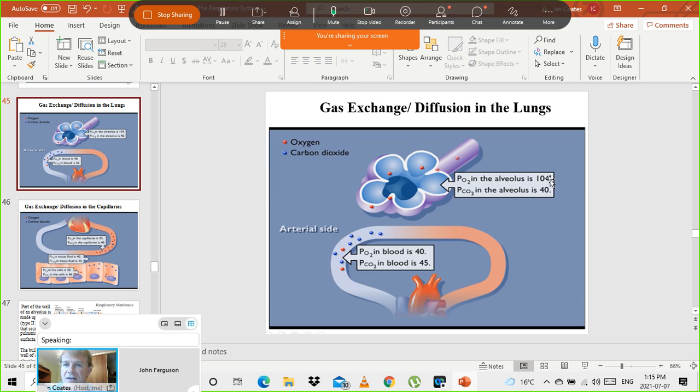The pressure of oxygen in the air in the alveoli is 104. So this oxygen here is going to jump easy peasy, because it's 104 here, 40 in the blood. The CO2 in the blood is 45. The pressure of the CO2 in the alveoli is 40. This is higher than here, so the CO2 jumps.